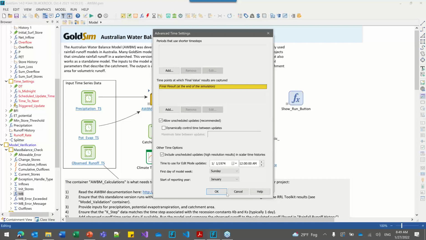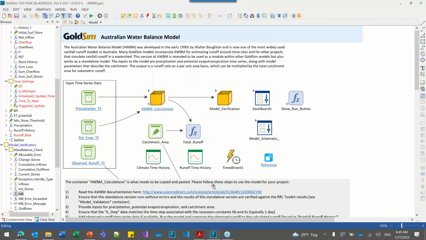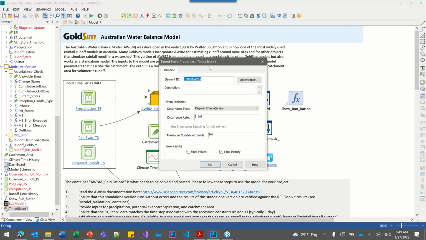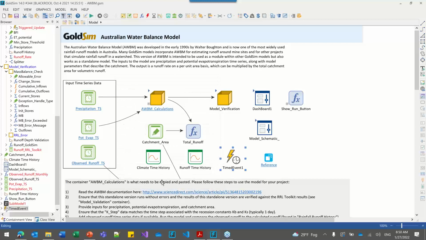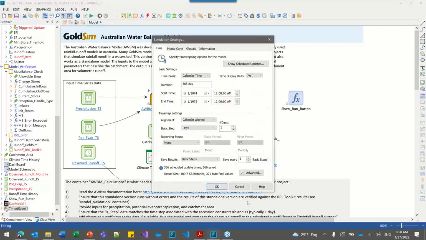So, okay. Now that we understand that unscheduled time steps can occur in our model, let's go ahead and put some random time points in the model to simulate what might happen if you put this model into a larger model that has unscheduled updates. I'm doing that with a timed event with an occurrence type of random time intervals. So randomly, we're going to insert events that are on average happening once per day, but are random. And so this causes a whole bunch of unscheduled time steps to be added to the model.